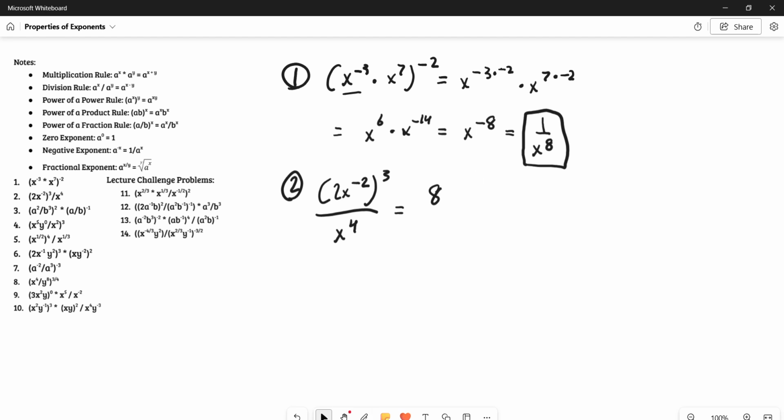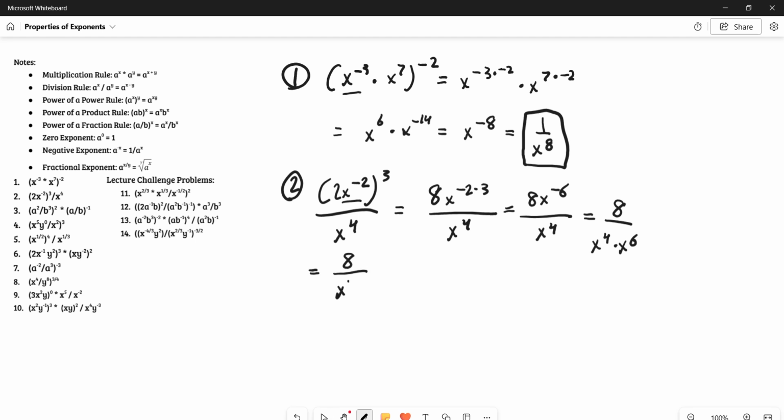Then we focus on the x to the power negative 2, negative 2 times 3 over x to the power 4. This would just be 8 times x to the power negative 6 over x to the power 4. And finally, you have 8 over x to the 4 times x to the 6, which is then 8 over x to the 4 plus 6, is 8 over x to 10.